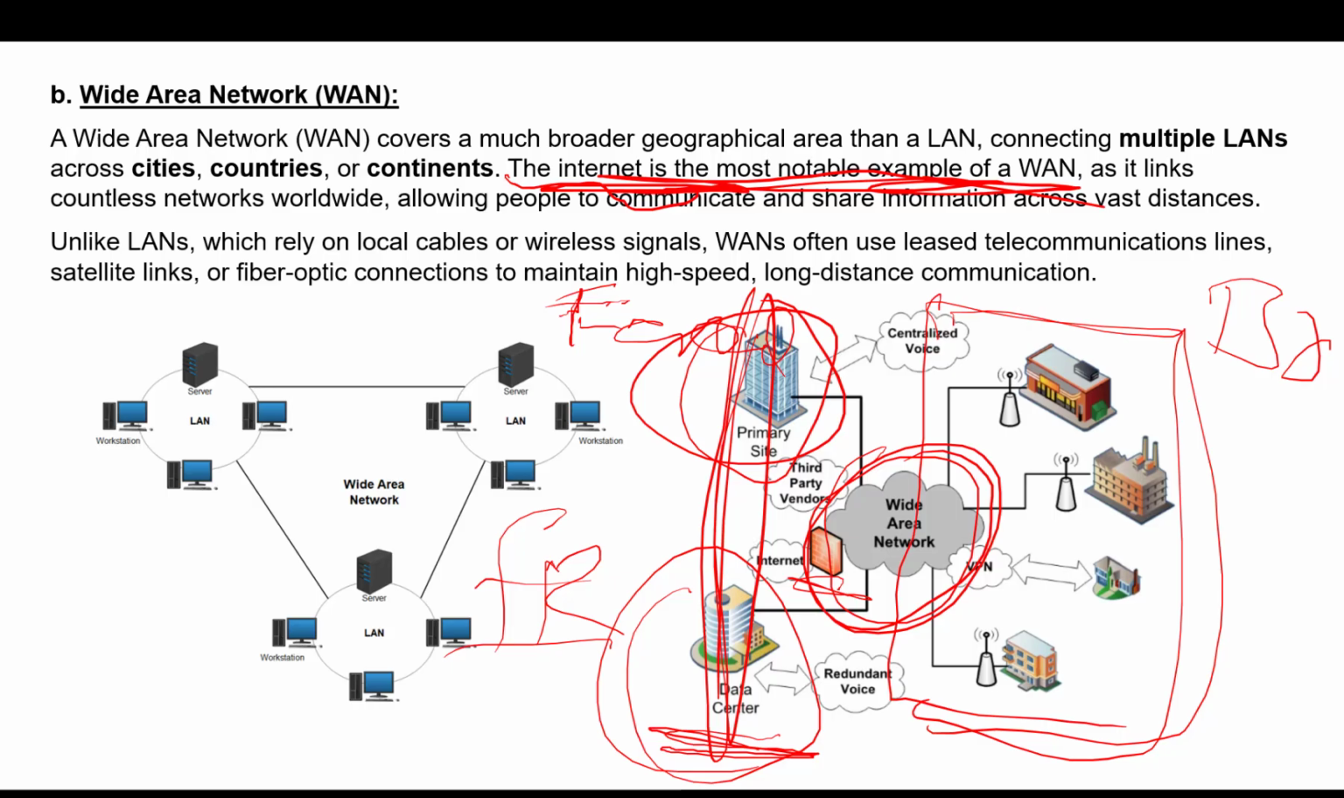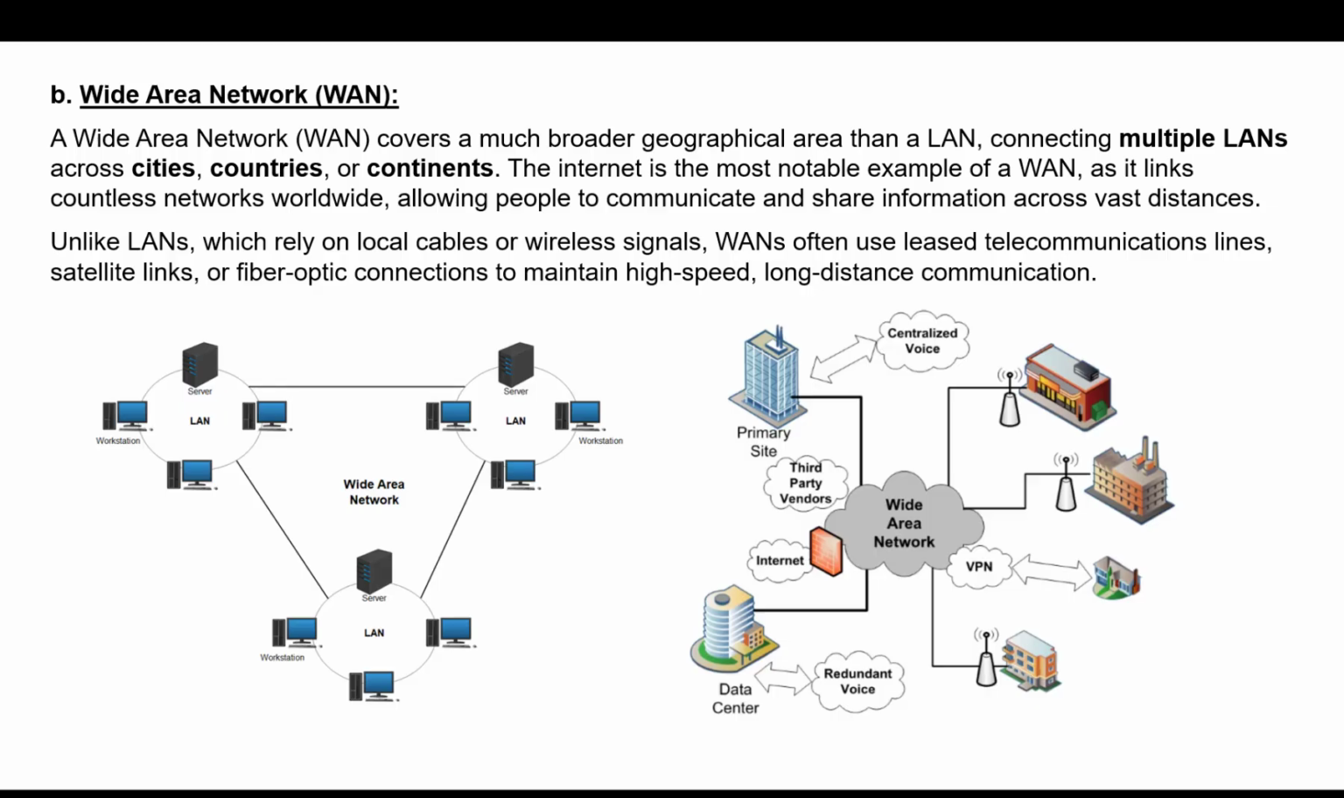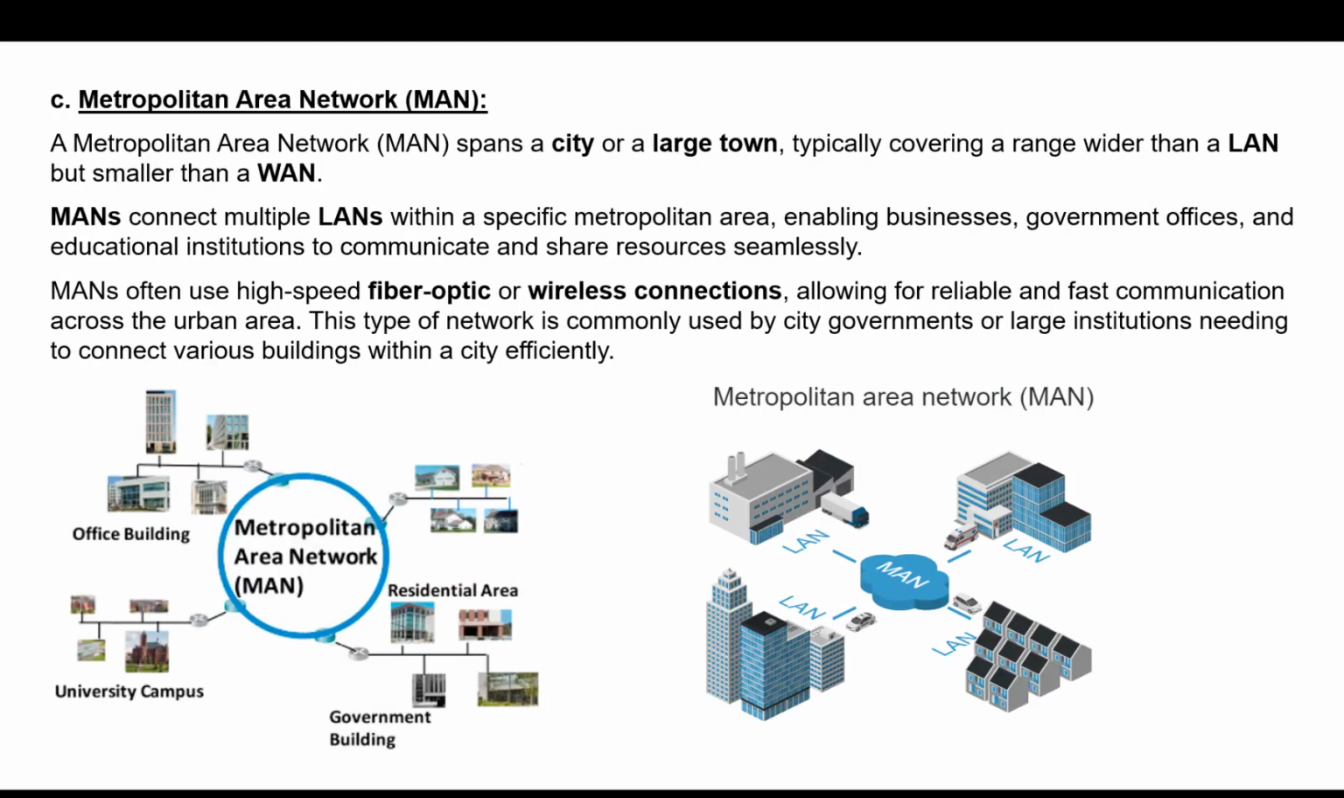So we go to the other type of computer network. We get the third one, which we call a Metropolitan Area Network. Now, a Metropolitan Area Network, which is MAN, because we have LAN, we talked about LAN, which is local area network, and we talked about WAN, wide area network. Now we have Metropolitan Area Network, which is MAN. A Metropolitan Area Network spans a city or a large town, typically covering a range wider than a LAN but smaller than a WAN.